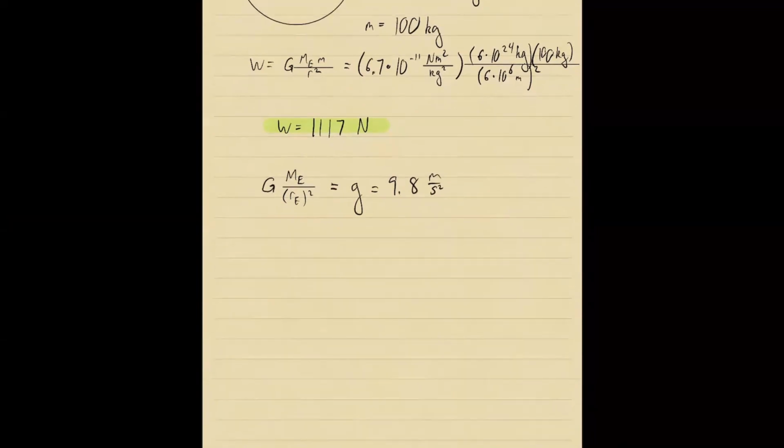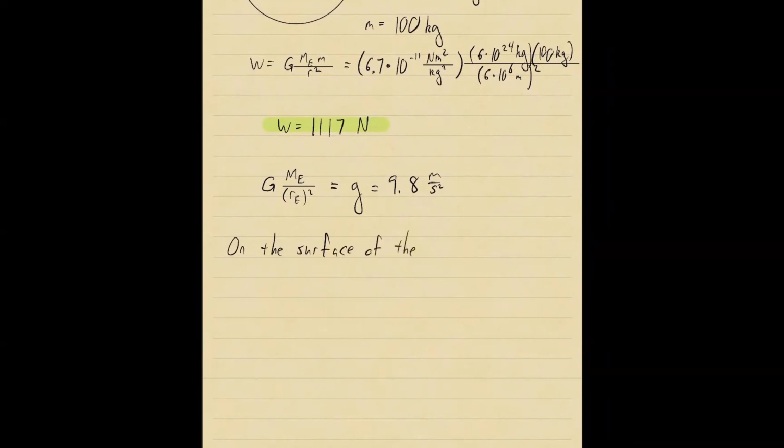So on the surface of the Earth, the weight of an object of mass m is just the mass times g. I'm going to mark that off because that's an important result. It'll be useful for us.